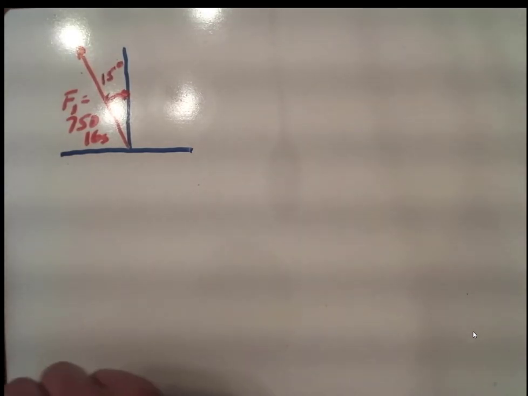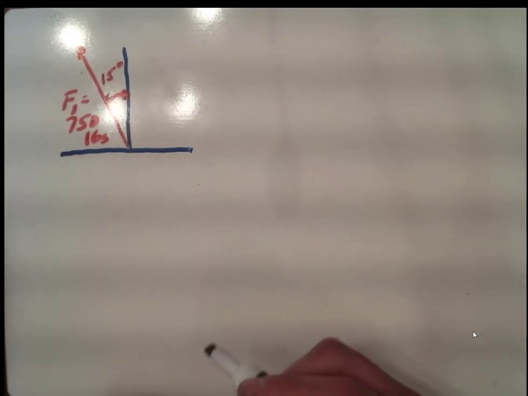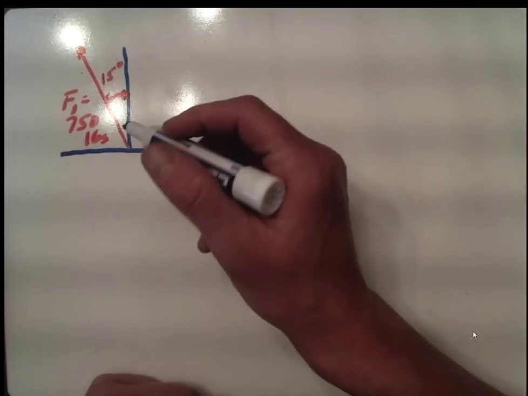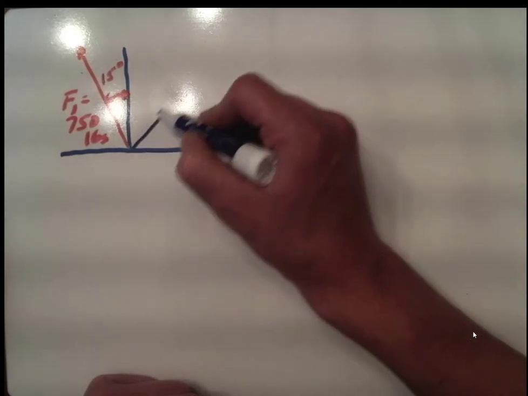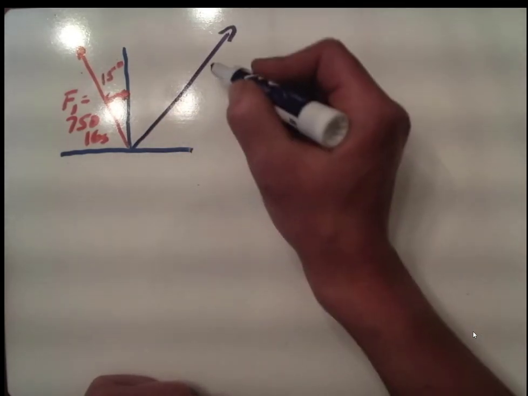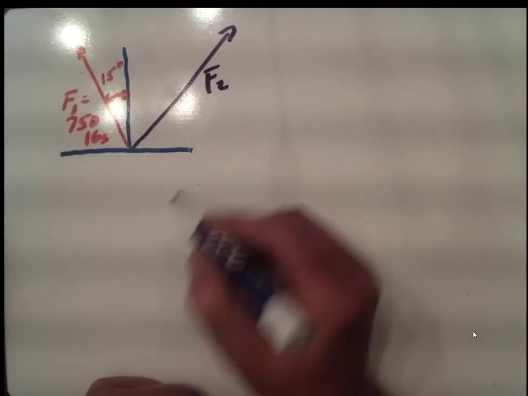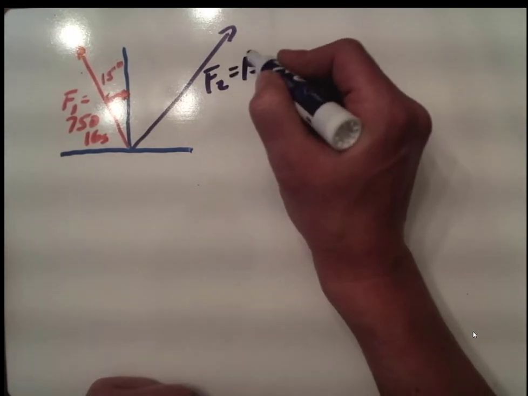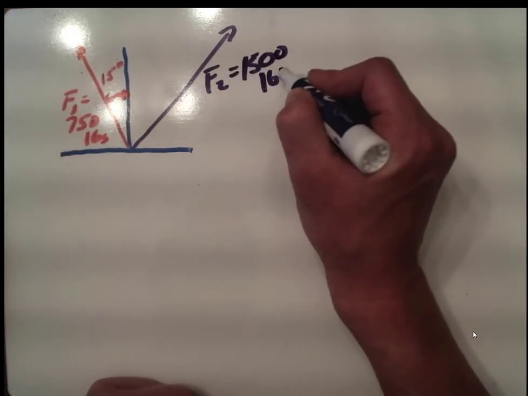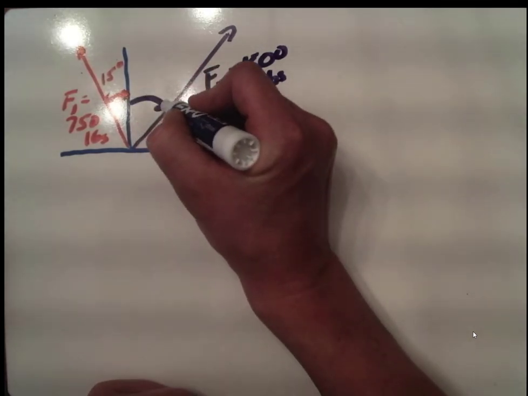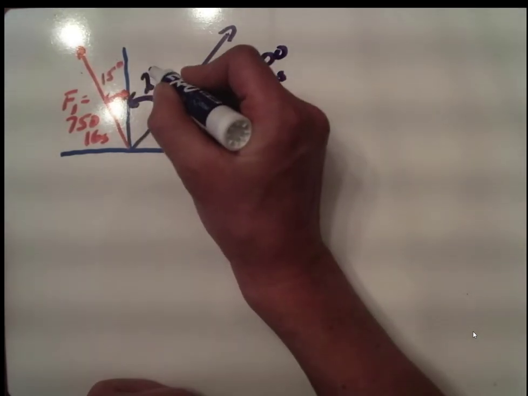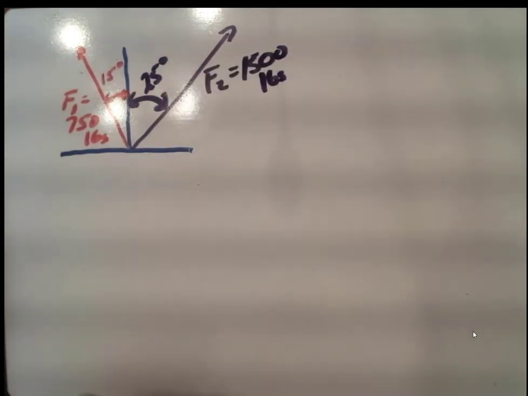Now then we have force 2, the tow truck 2, which was acting 25 degrees clockwise. So 25 degrees clockwise is force 2. It equaled 1,500 pounds, and it was acting 25 degrees from the positive y-axis.